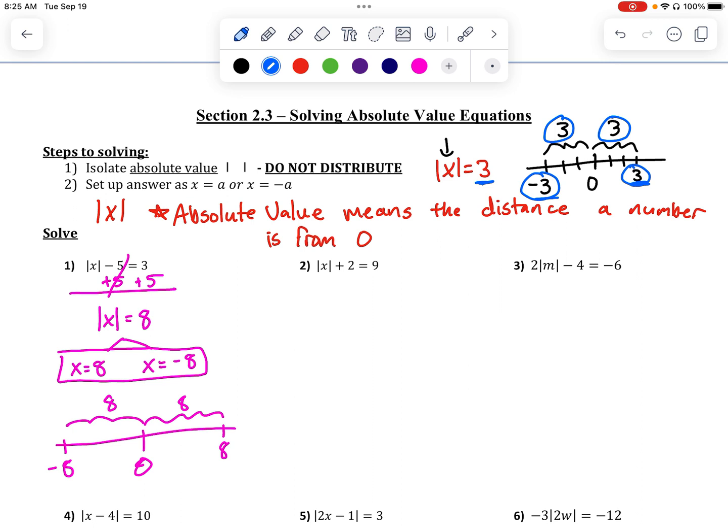Next one, again, we want to get the absolute value by itself, so we subtract 2. So absolute value of x equals 7. So I think about what are the two numbers that are a distance of 7 from 0. So they are positive 7, and negative 7 is also a distance of 7 from 0.